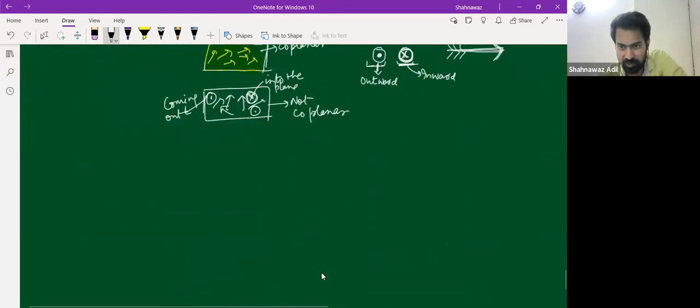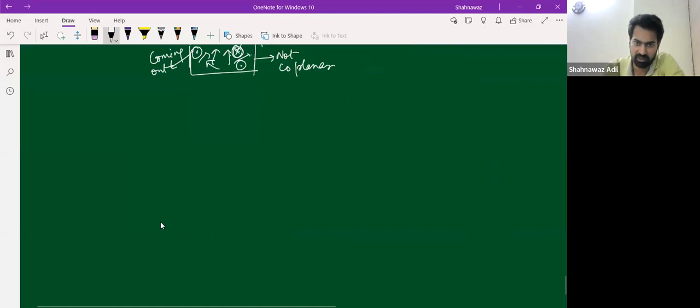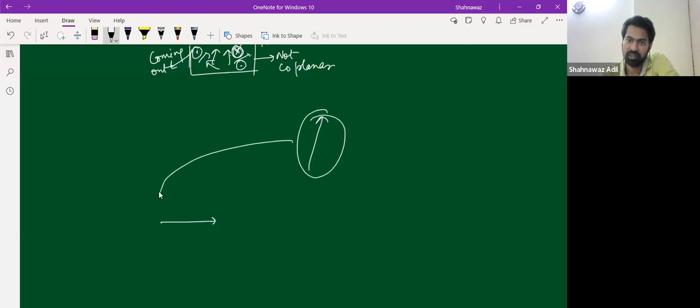So let's say you have a vector which is this, and the other vector which is this. Can you define the addition of these vectors? No. You have to take this vector and bring it here, so that you can define the addition and the subtraction. That is why these co-initial vectors are used.